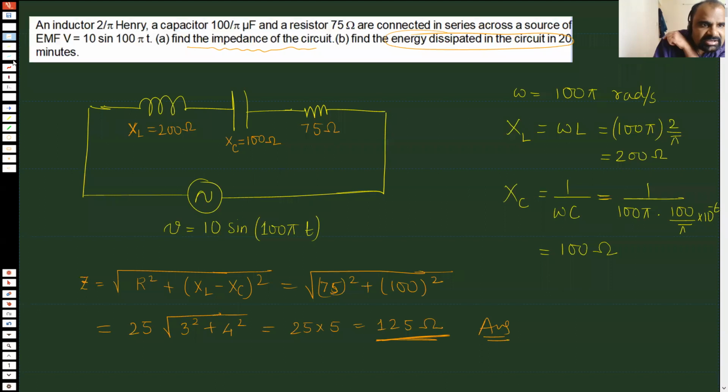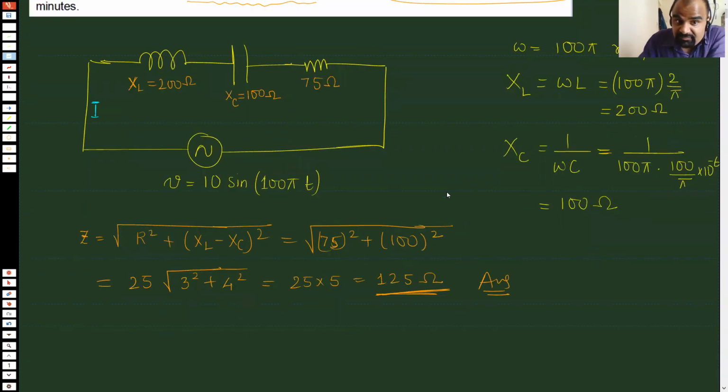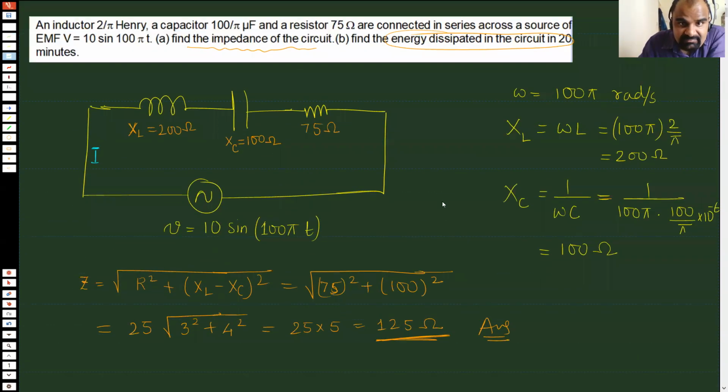Okay. Here, let me write the current as capital I. So how to find the energy dissipated in the circuit in 20 minutes? Simple. There are two ways to find it. One is a complicated way, another one is an easier way. One is that you find the power delivered by the AC source. Power delivered by the AC source is VI cos phi.